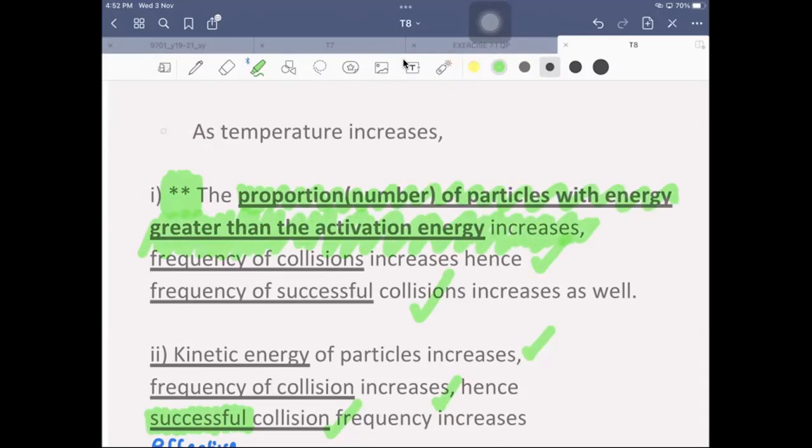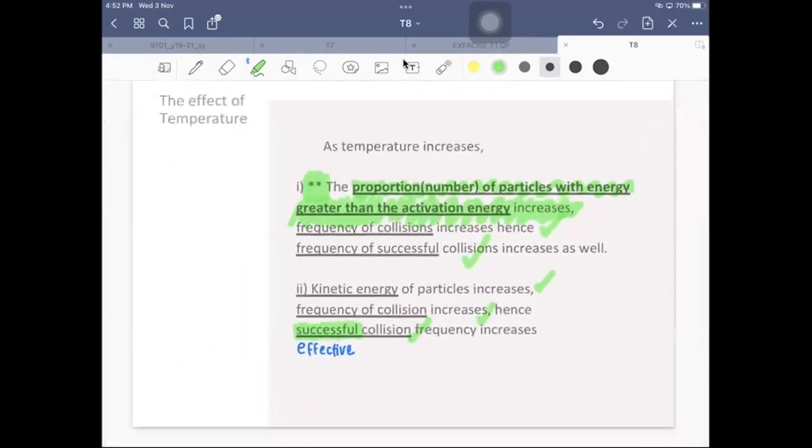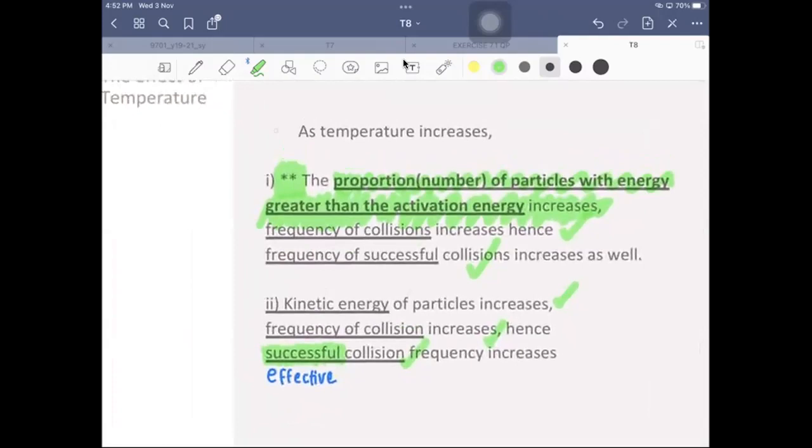Okay, I hope that explains the new explanation that you just learned. So it doesn't change anything that you have learned previously in O-level. That still applies, but it just now becomes less important.